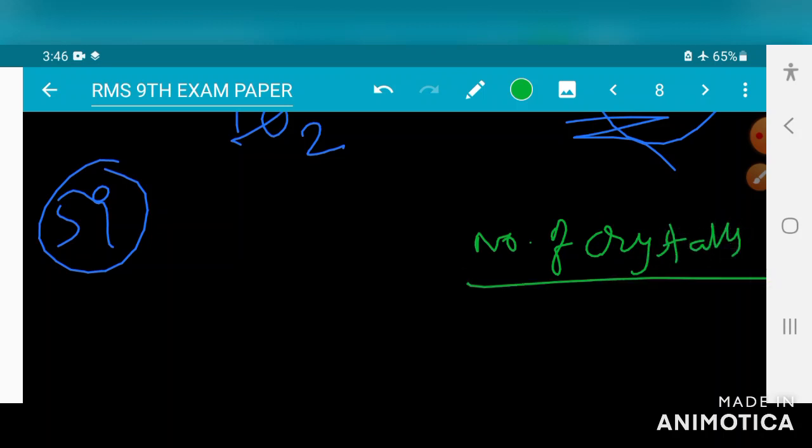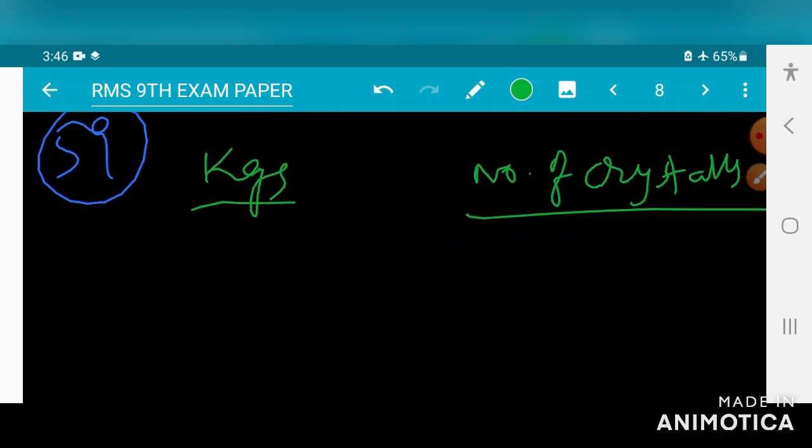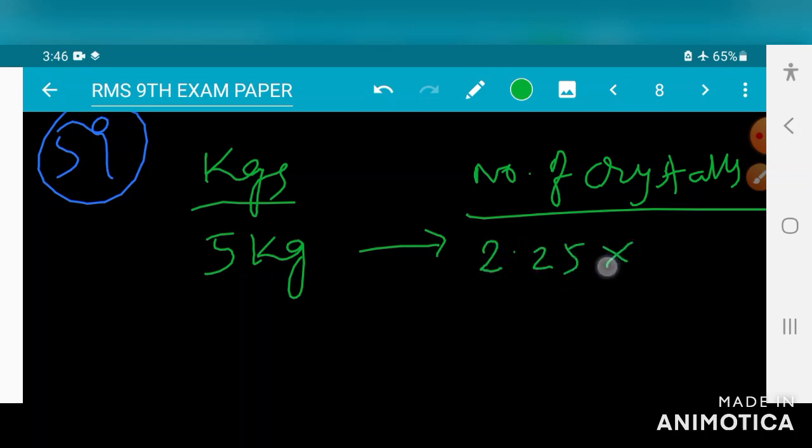Okay. What is given here? Number of kgs is given. In 5 kgs, how many crystals? 2.25 into 10 to the power of 7 crystals is there. Asking, in 2 kg, how many or how much crystals are there?